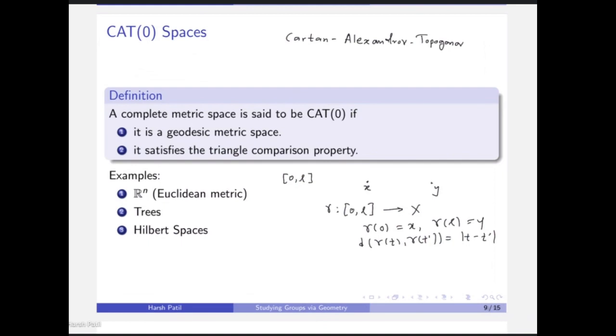So geodesics are basically analogs of straight lines between two points in R2. It's an isometric embedding of the interval of length L into your metric space. A metric space is called a geodesic metric space if you have a geodesic connecting any two points. And the second condition that we need is called the triangle comparison property.